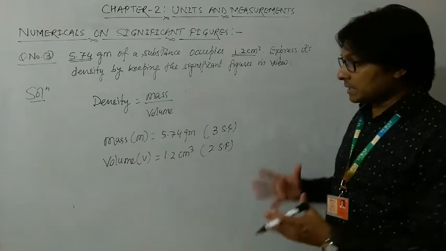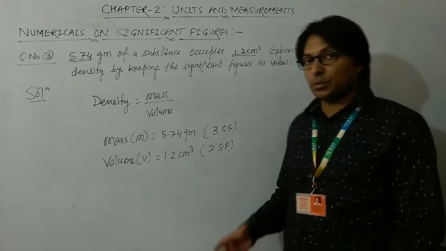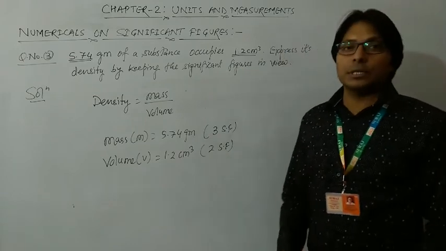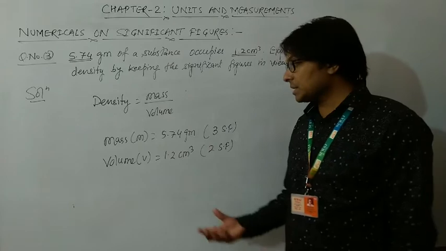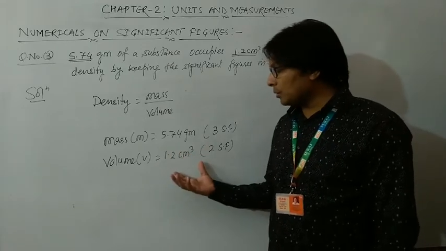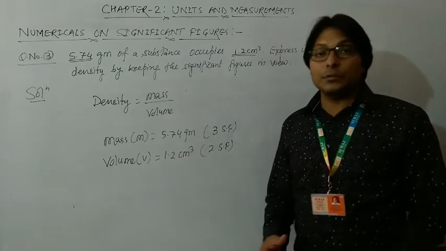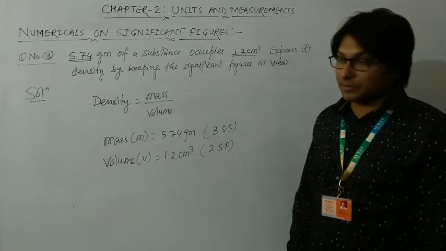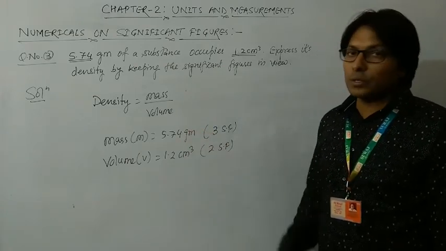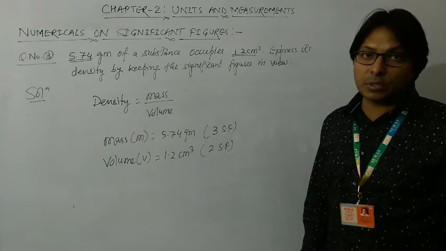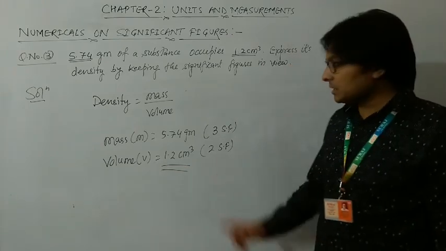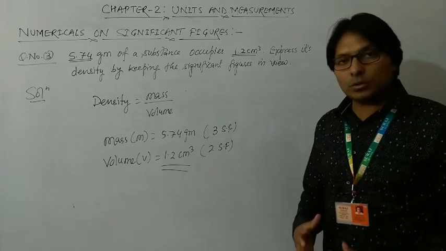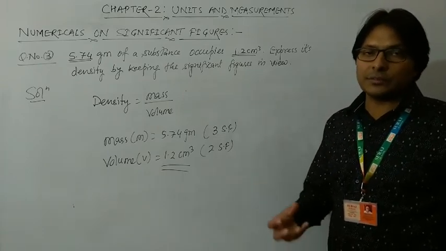Now the final result, according to the rule, will consist of the number of significant figures held by the physical quantity which has the least number of significant figures. So out of mass and volume, which physical quantity has the least number of significant figures? You will say volume. And how many significant figures? 2. So the result will also comprise 2 significant figures.